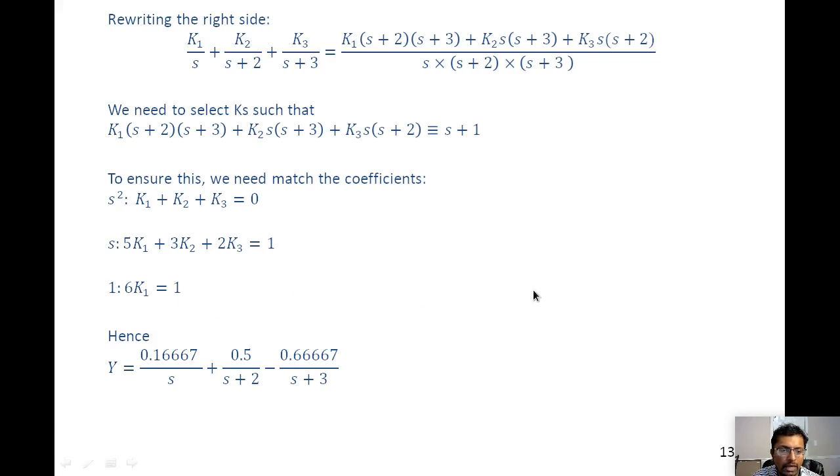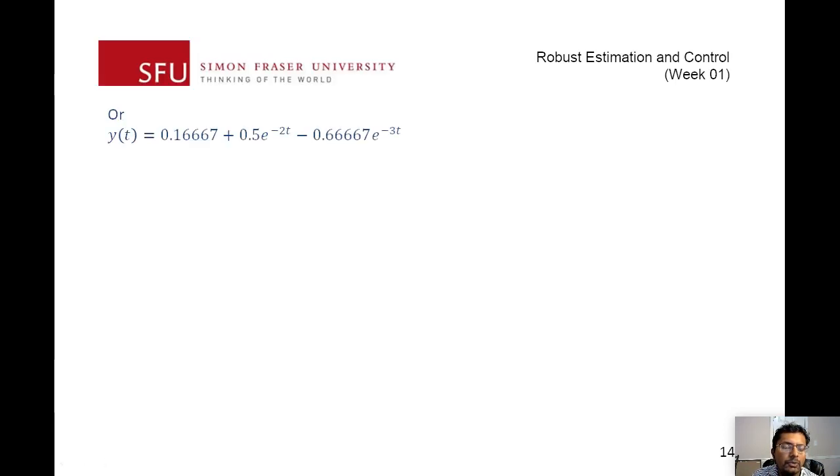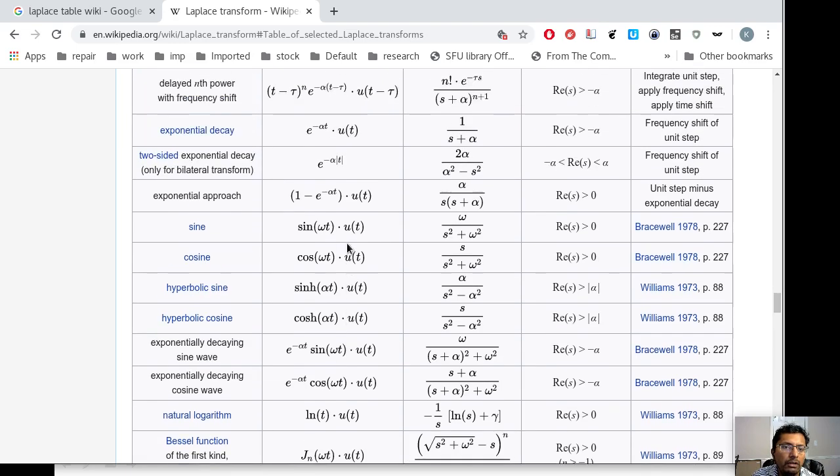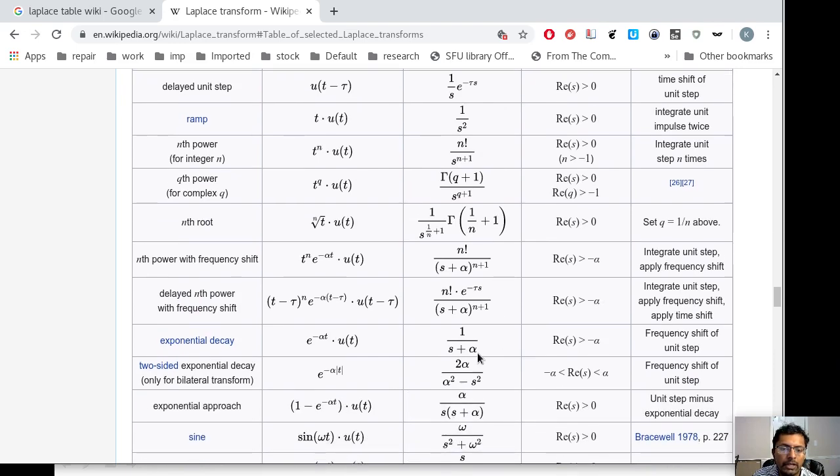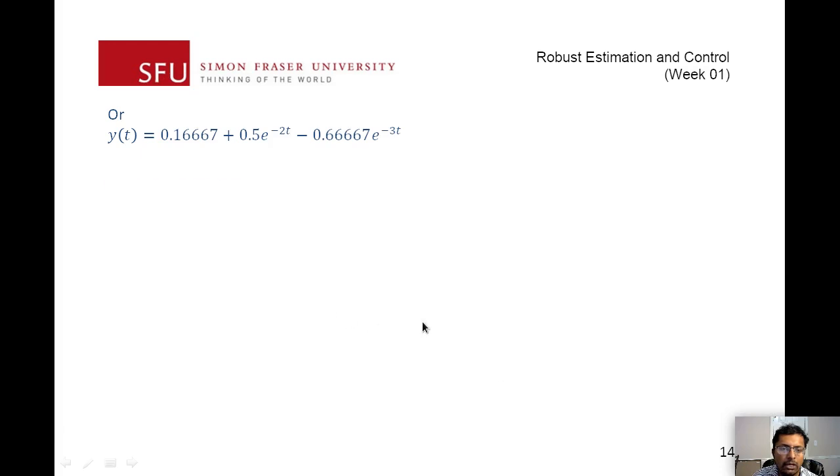What we do next is, because we know the inverse Laplace of 1 over (s plus 2) and 1 over (s plus 3), if we calculate the inverse Laplace of Y, we get the sum of those terms. So we get y is 1 over 6, or 0.1667, plus 0.5 e to the minus 2t, minus this, and so on. How do we get this? Again, we look at the Laplace table. The inverse of 1 over s is just a step, and the inverse of 1 over (s plus alpha) is e to the minus alpha t. So we can just substitute those values over here.